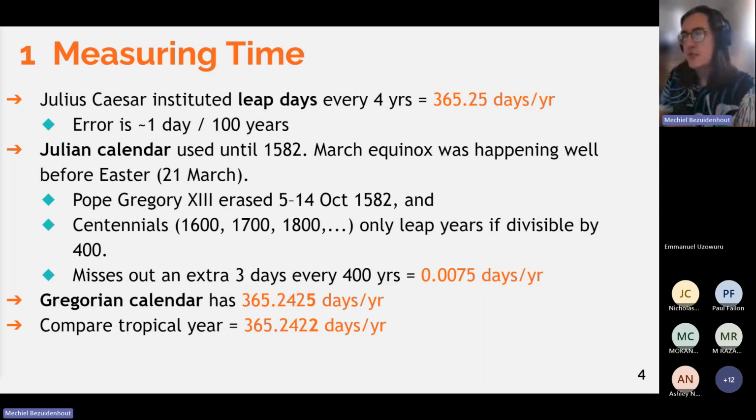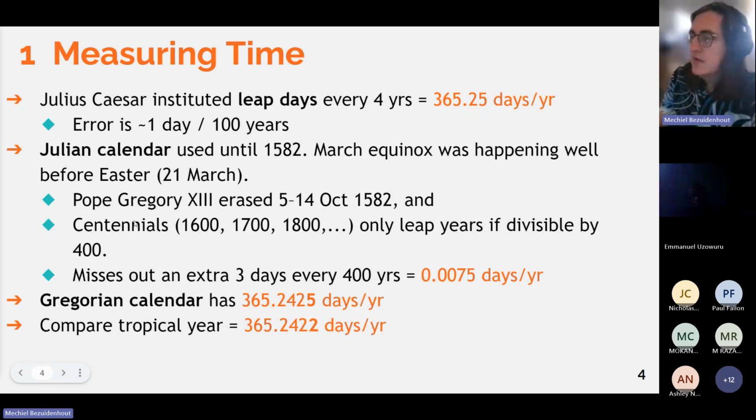But now you had the case where the equinox and Easter were not happening at the same time, and that caused a bunch of problems. So Pope Gregory the 13th in 1582 fixed this discrepancy by erasing 9 days out of the calendar. He just declared that 5 to 14 October 1582 wouldn't happen.